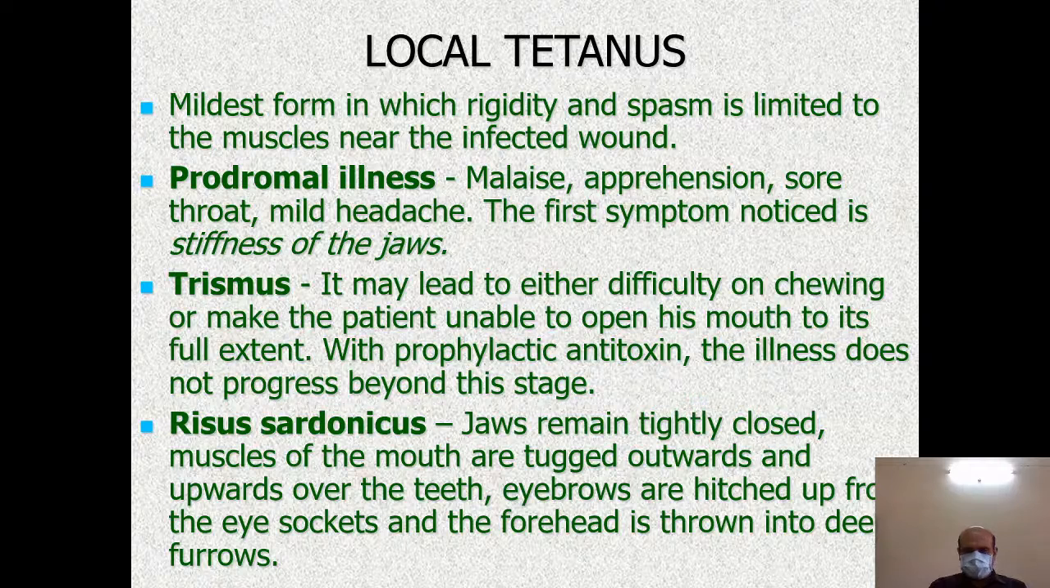Risus sardonicus: the jaw remains tightly closed, muscles of the mouth are pulled upward over the teeth. Eyebrows are hitched up from the eye sockets, and the forehead is thrown into deep furrows.